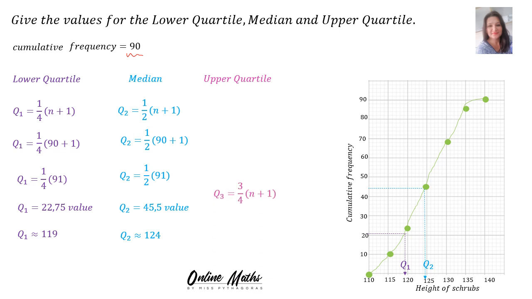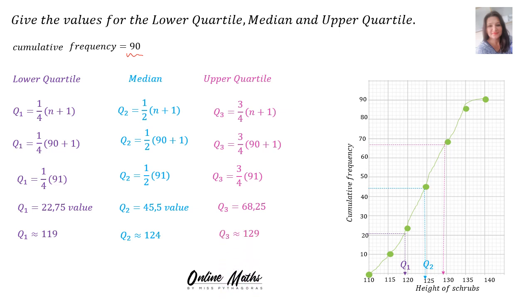And then for the upper quartile, your formula Q3 is three quarters of n plus 1, n is 90 plus 1, three quarters of 91, so Q3 is at position 68.25. On the cumulative frequency, you go to position 68.25, go down to your x-axis and read off the value of Q3 there, which is 129.